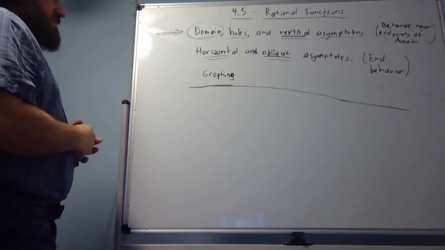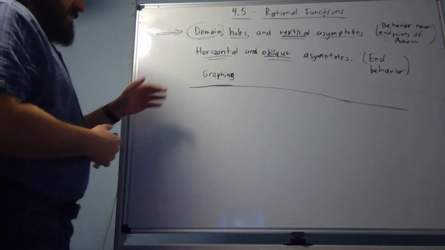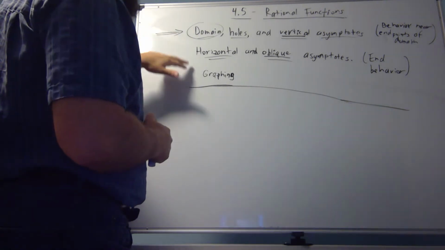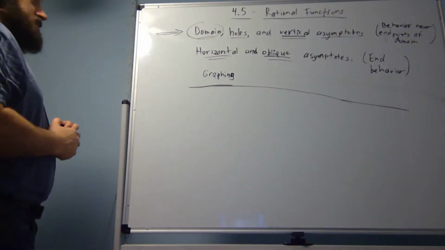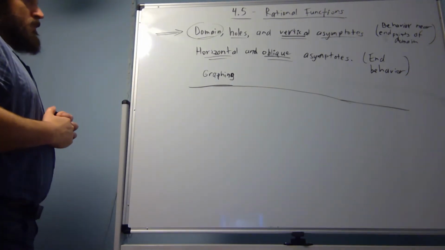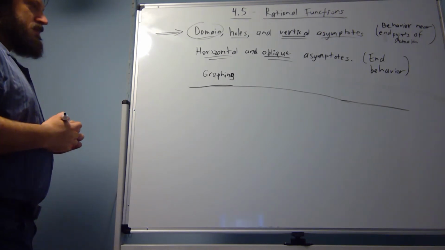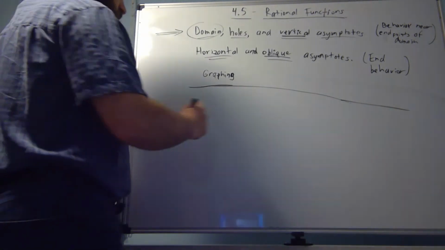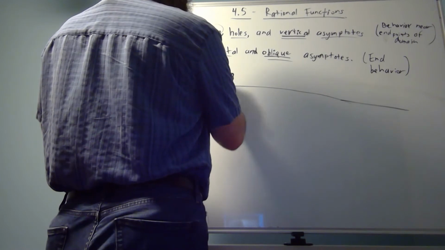And then the other topics, like horizontal and oblique asymptotes, that's like end behavior, and then both of those are going to be relevant when we start wanting to graph these things. And yeah, that's kind of all that we're going for here. So what is a rational function? A rational function is just a fancy name that we gave to things like this.